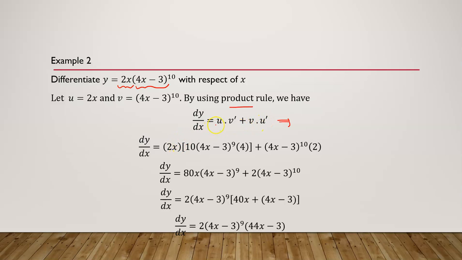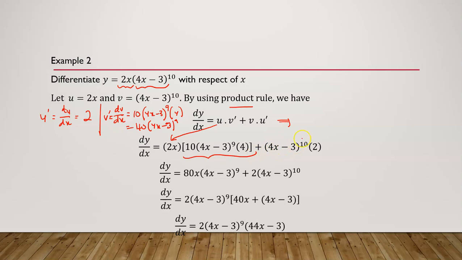So what happened here? u is 2x and then differentiate v. When you differentiate this, you will get dv over dx. This one is du over dx, or we write it as u prime. This one we write as v prime. So u prime equals du over dx is 2. v prime equals dv over dx is, we use that composite equation just now. You bring the power in front, (4x minus 3) power 9, and we differentiate inside, we get 4. So 10 times 4 is 40, (4x minus 3) power 9. Okay, so you get this.